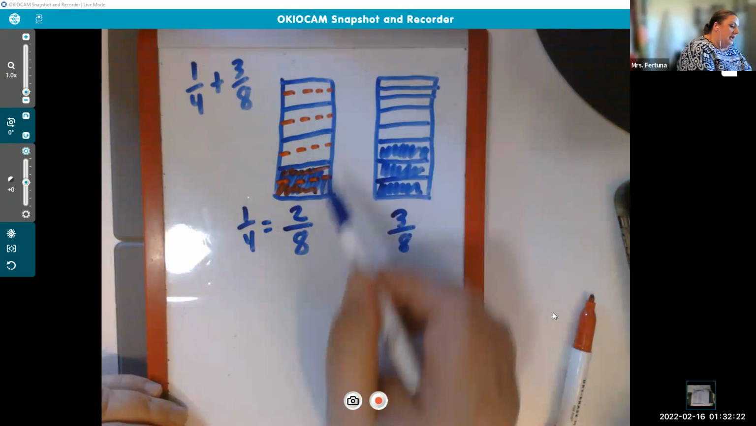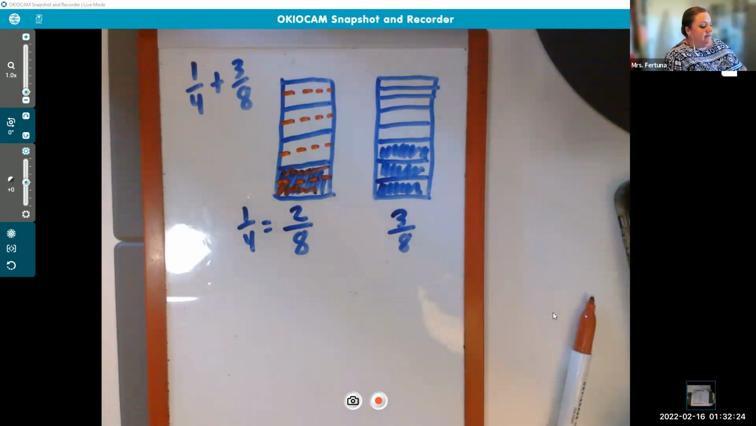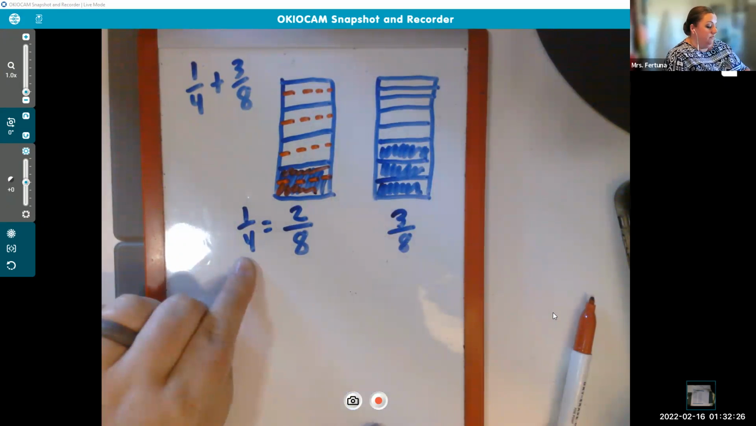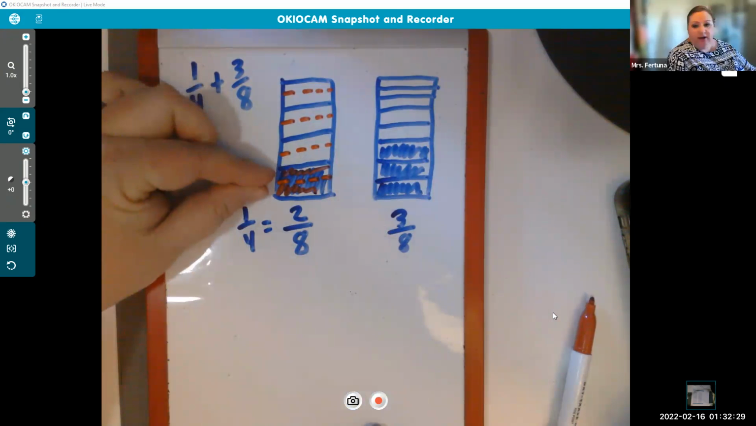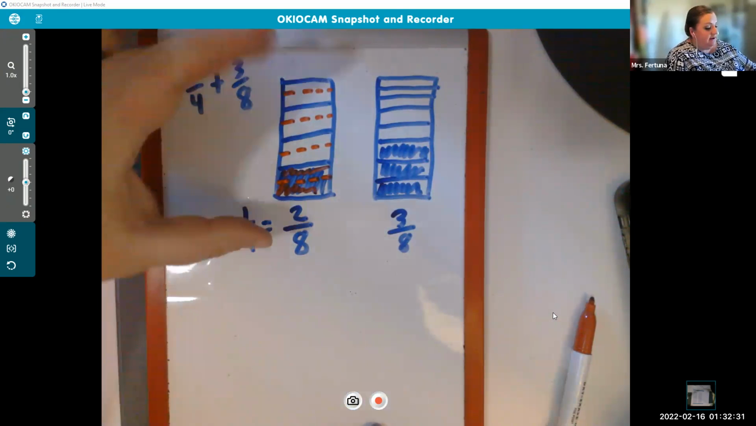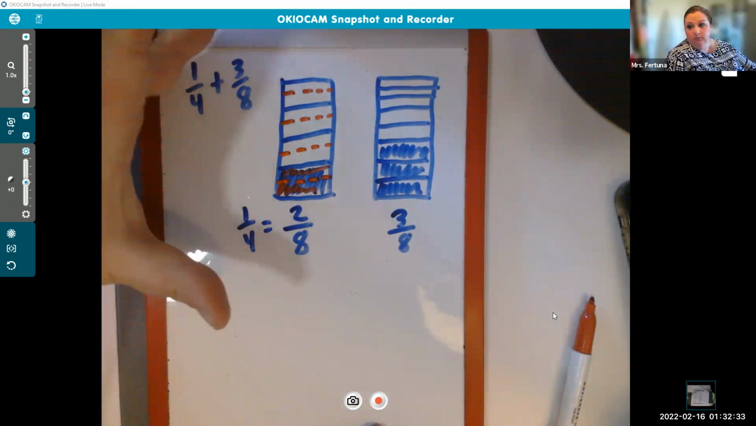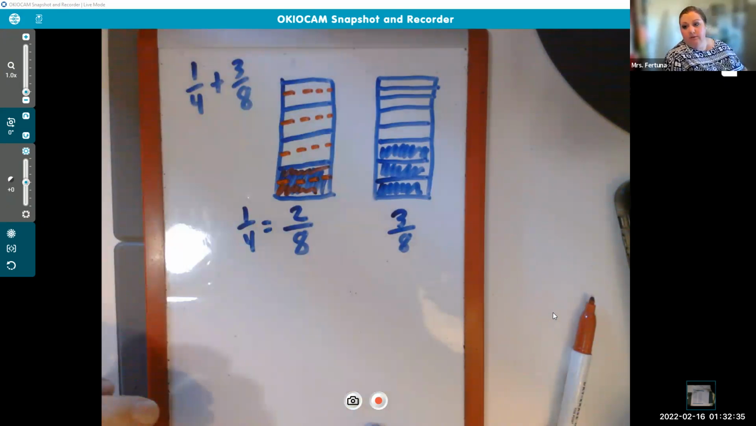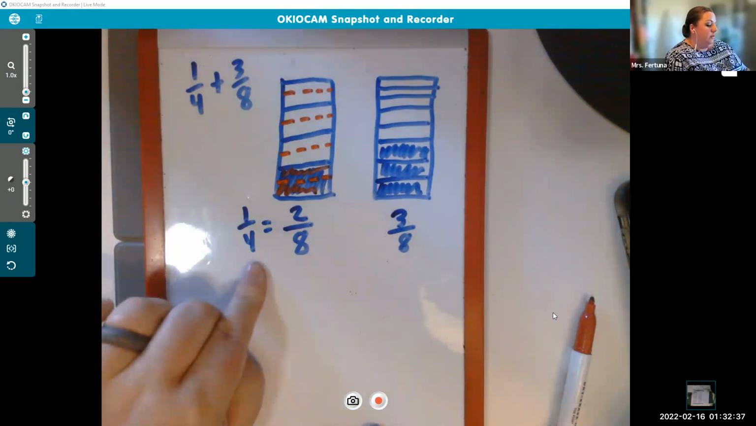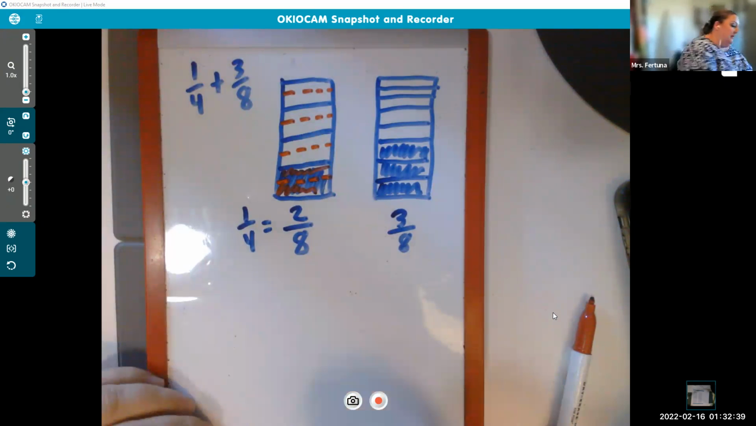We're just going to make some smaller pieces there, and they are equal. Remember, I didn't shade any more pieces here, and I didn't make the chocolate bar bigger. I just divided them up a little bit more. So that's why we can say 1/4 is equal to 2/8.